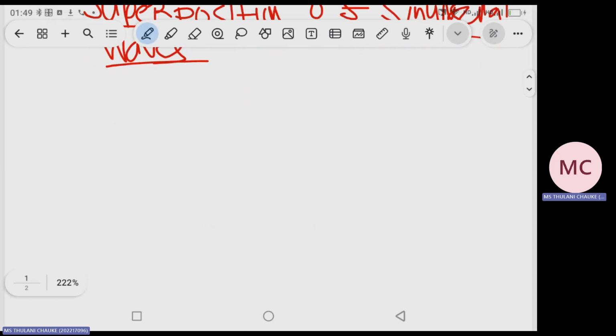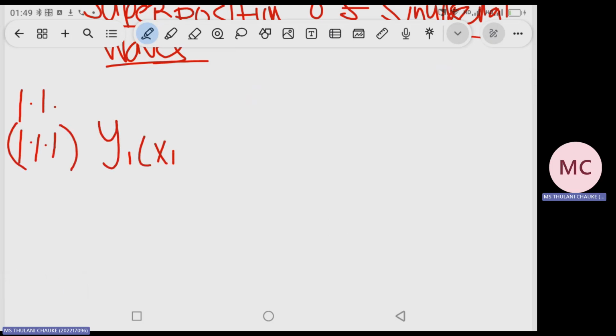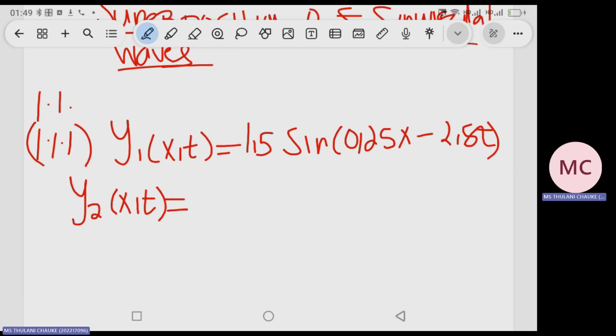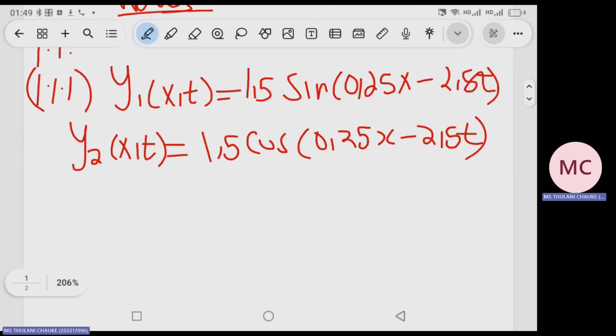For number one, 1.1.1, we know that we are having y1 of x, t equals 1.5 sine of 0.25x minus 2.5t. This was the first equation. Then the second equation was y2 of x, t equals 1.5 cosine of 0.25x minus 2.5t. So they usually do this so that you get it wrong, right?